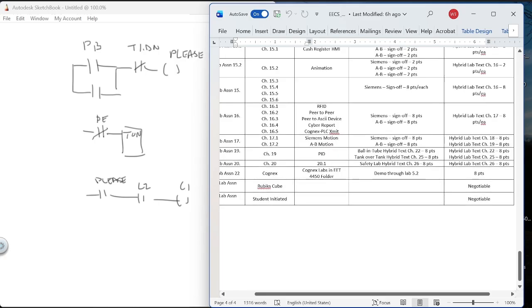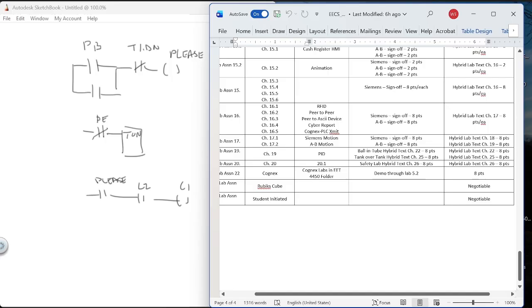These points start the 8-point labs, and one of these is a report. These are not hard labs. You look at these labs, some of them are not hard labs. Some of them are, well, you can see them for yourself, see what you think. Chapter 16 is communication stuff, and these are all 8-point labs.